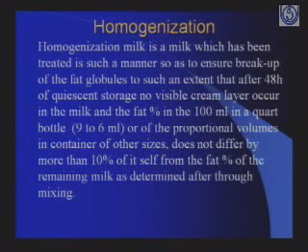Then the next unit comes regarding the homogenization of milk. Homogenized milk is milk which has been treated in such a manner as to ensure breakup of the fat globules to such an extent that after 48 hours of storage, no visible cream layer occurs in the milk, and the fat percentage in the top 100 ml in a quart bottle, which is about 946 ml, the typing mistake, 946 ml for a quart bottle.